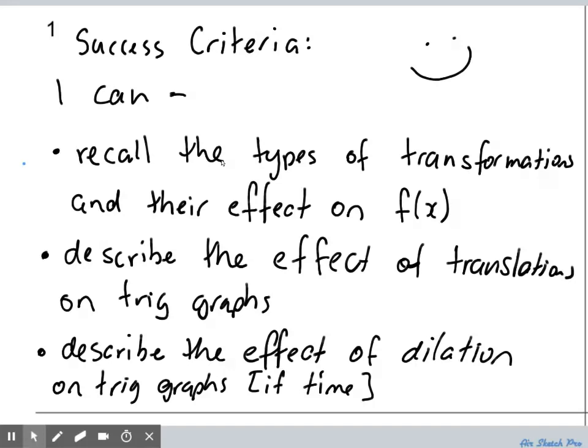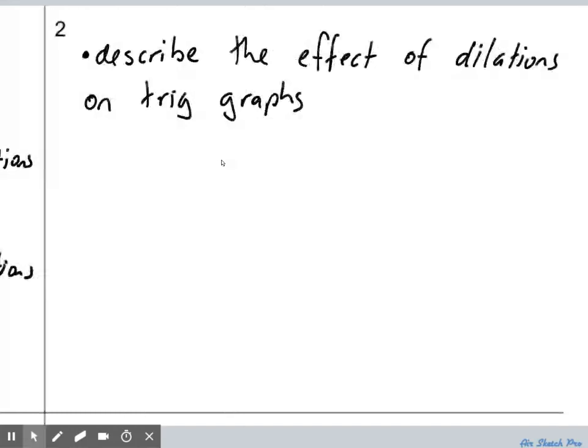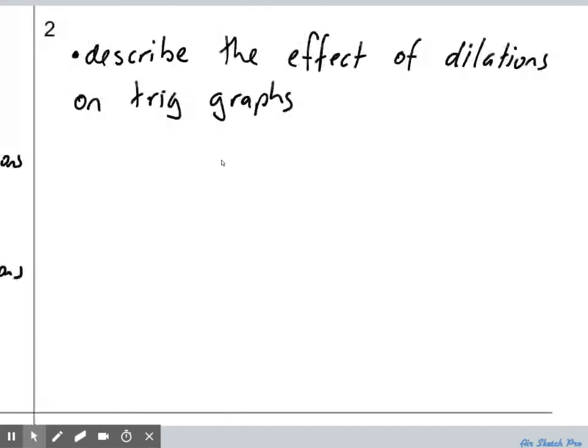I can recall the types of transformations and their effects. Then, the effect of translations on trig graphs, describe the effect of dilation on trig graphs, and describe the effect of, oh, wrong word. What word am I missing? I've talked about translations. I've talked about dilations. What's the other transformation that I should have said there? Say it loud, say it proud. Yeah. Describe the effect of reflections on trig graphs. So that's where we're headed.